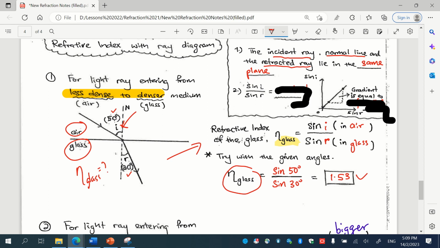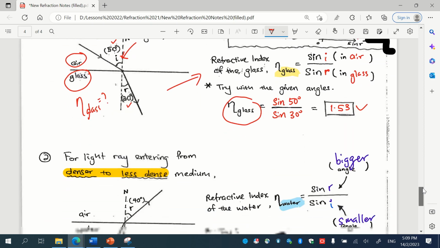The R is in the glass. Based on this diagram, the incident angle I is in the air and the R is in the glass. Can you see here? But what about the second scenario? Look at the bottom here.